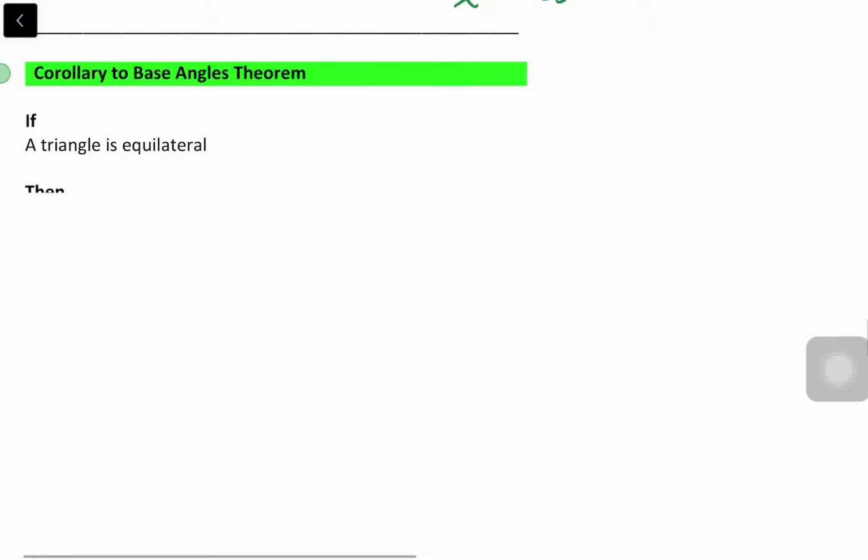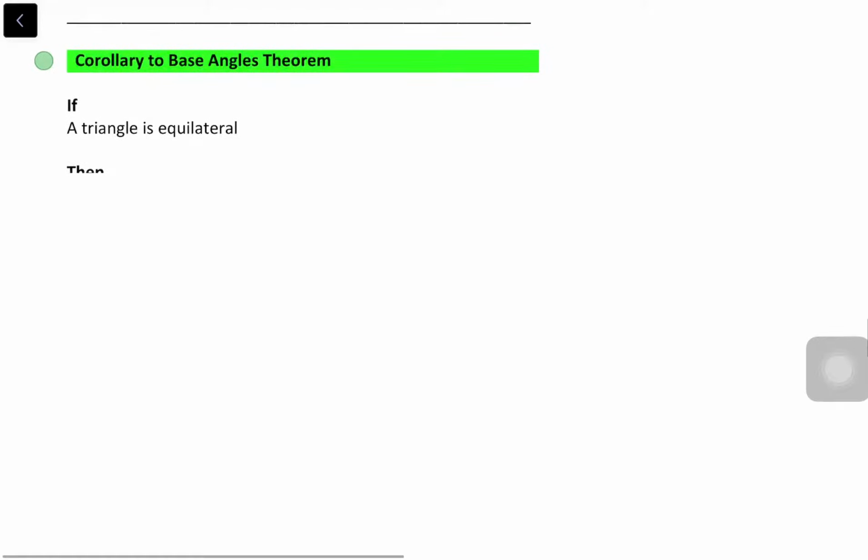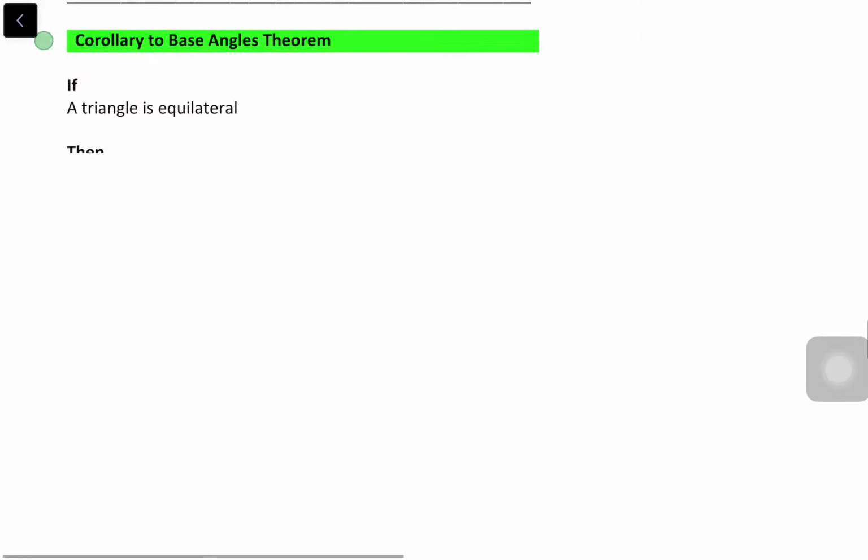All right, here's another fact that we can get from this base angles theorem. And remember, the base angles theorem states that if two sides of an isosceles triangle are congruent, then the angles across from them are also congruent. And so the corollary to that is if a triangle is equilateral, then all of the angles must be congruent.